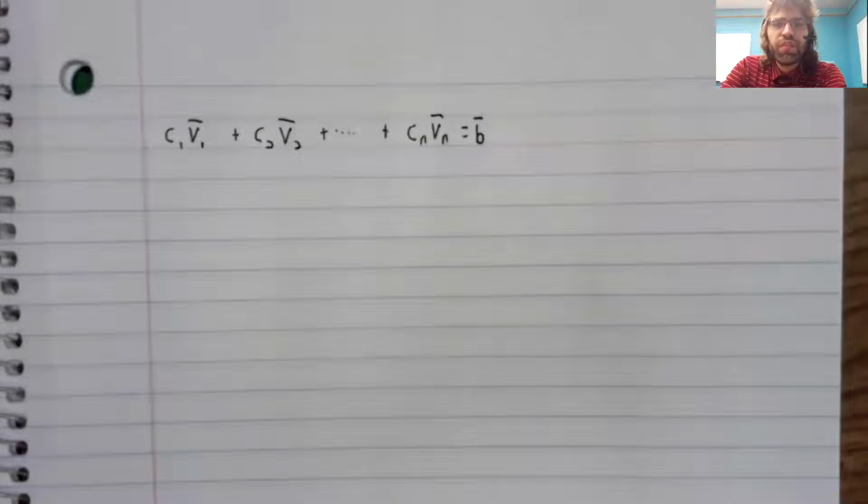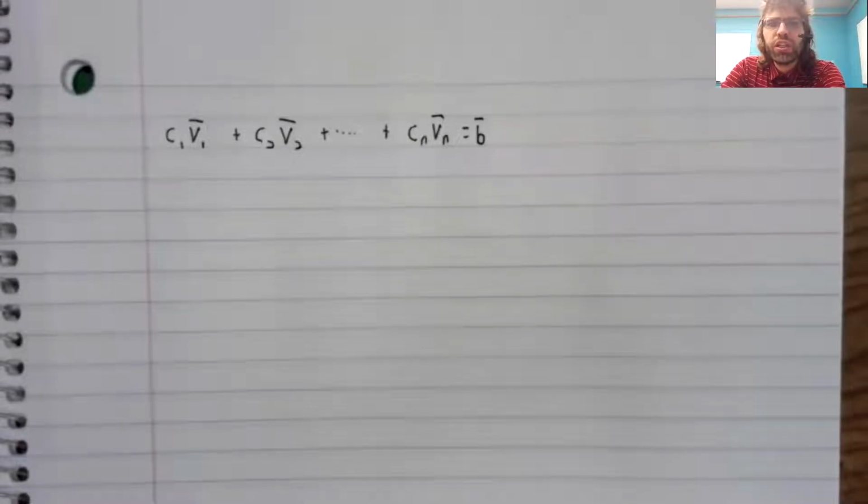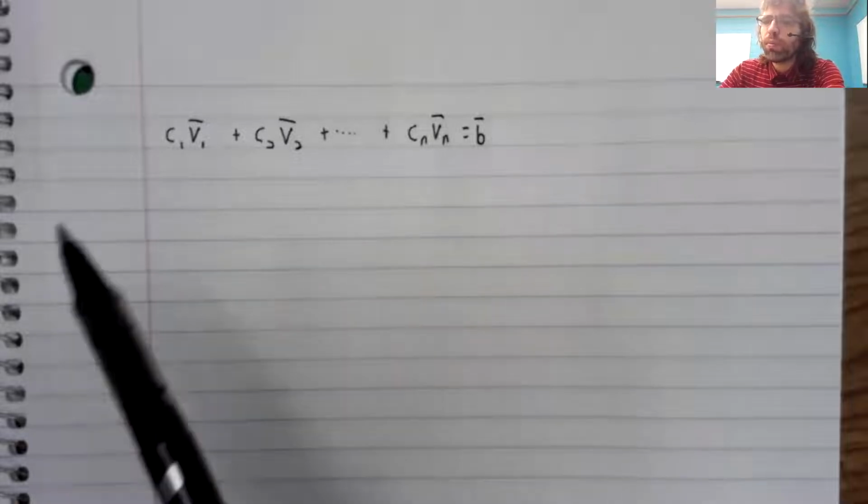We can set up equations involving vectors. These equations turn out to be another way of writing systems of linear equations. A vector equation is an equation of this form.